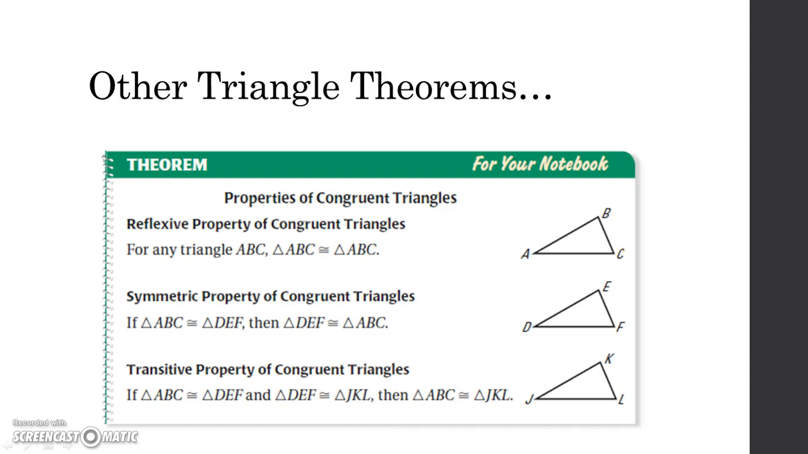And then finally, the transitive property of congruent triangles, right? A equals B, B equals C, therefore A equals C. And again, here we're going to use this in proofs typically.